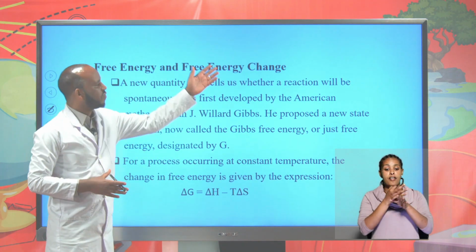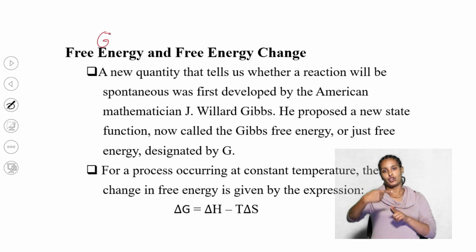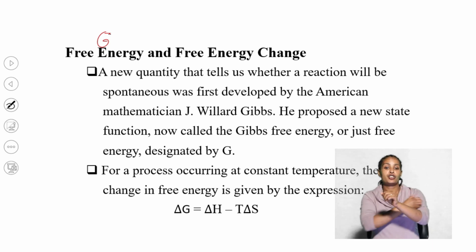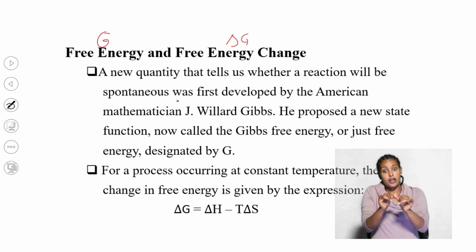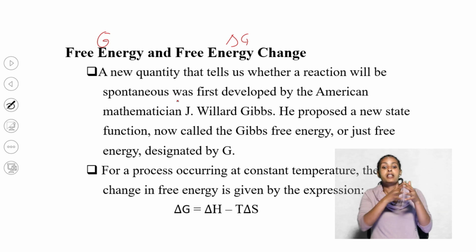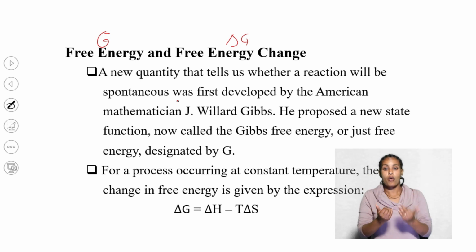Free energy and free energy changes. Free energy is denoted by the symbol G, capital G, and free energy change is denoted by delta G. A new quantity that tells us whether a reaction will be spontaneous was first developed by the American mathematician J. Willard Gibbs. He proposed a new state function now called the Gibbs free energy change, or just free energy, denoted by G.